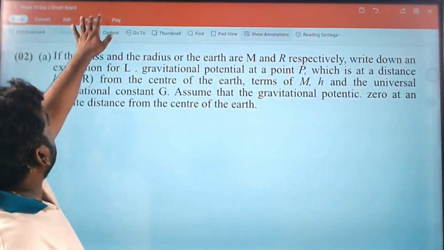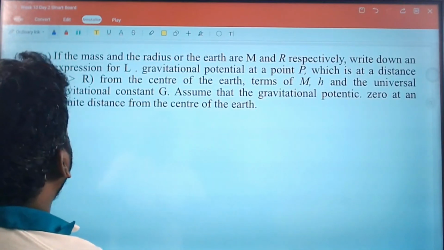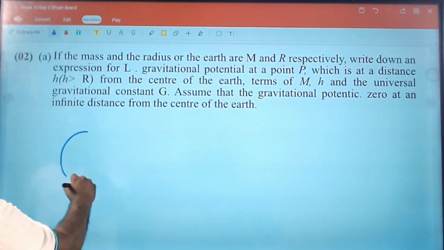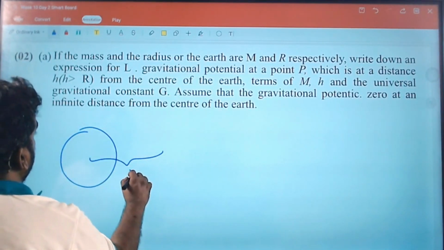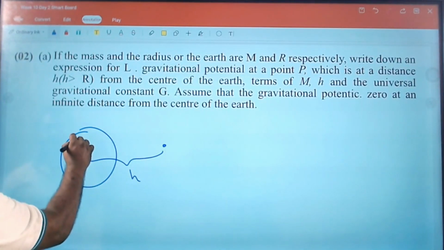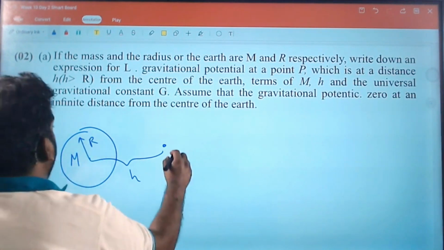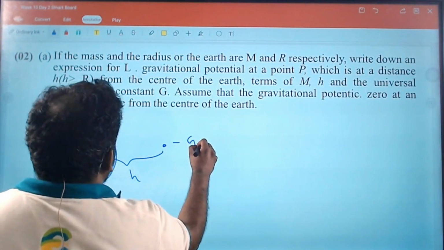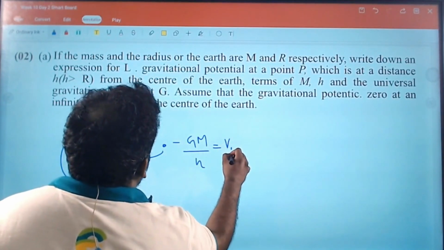Right. If the mass and radius of the earth are M and R respectively, write an expression for the gravitational potential at point P, which is at a distance h from the center of the earth. Radius R, mass M. Potential here is minus GM over h. Potential at A.